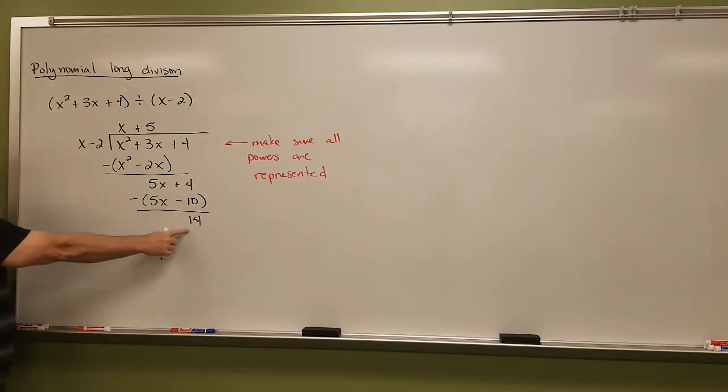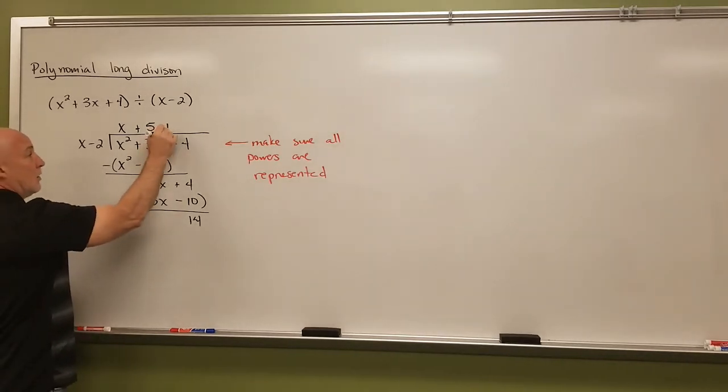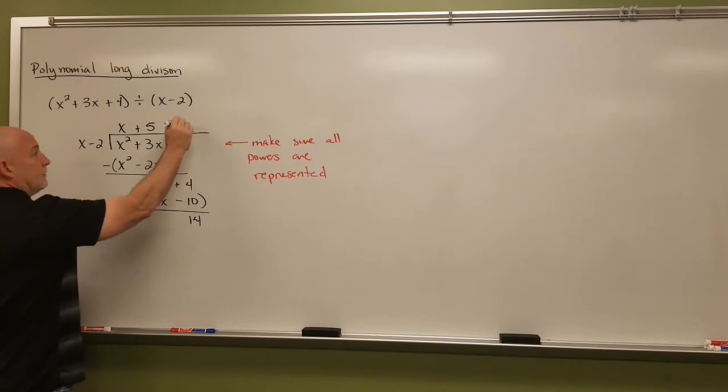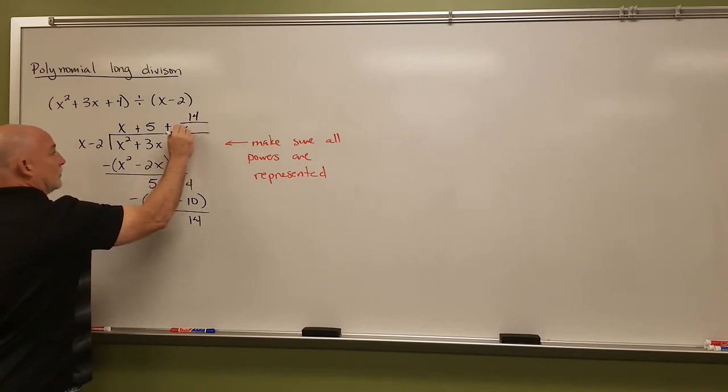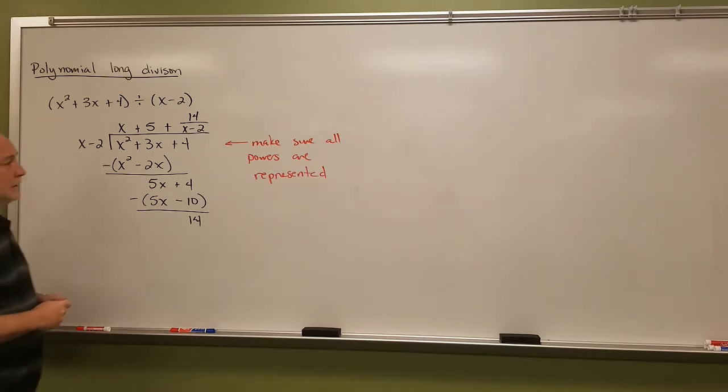Now, since the degree down here is less than the degree that we're dividing by, this is our remainder. Now, for a remainder, you always go plus the remainder over the divisor, because this 14 still needs to be divided by the x minus 2. All right, notice that it's a lot like regular long division we do with numbers. So let's go ahead and just try another example.